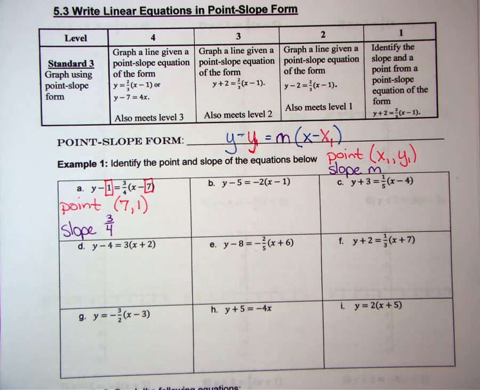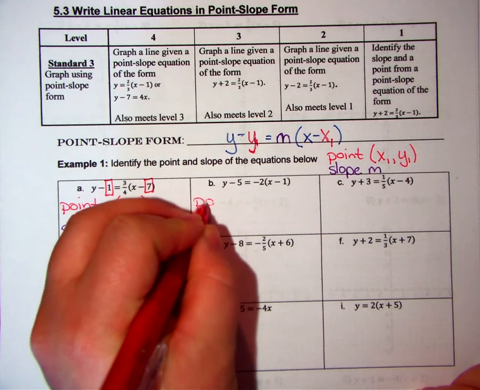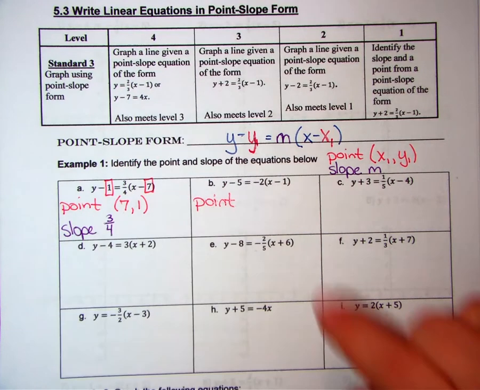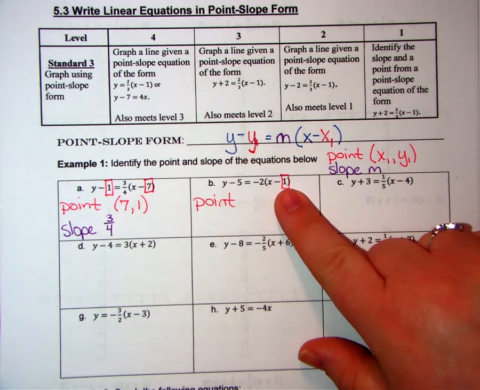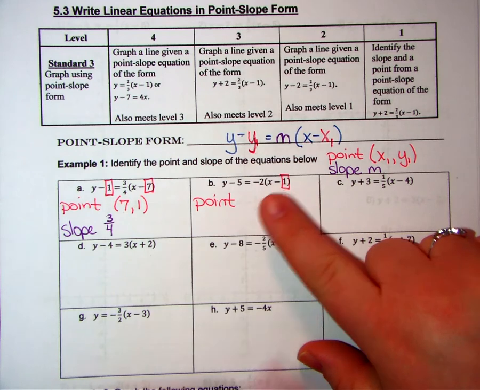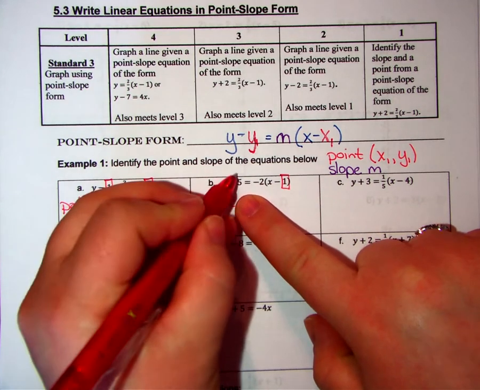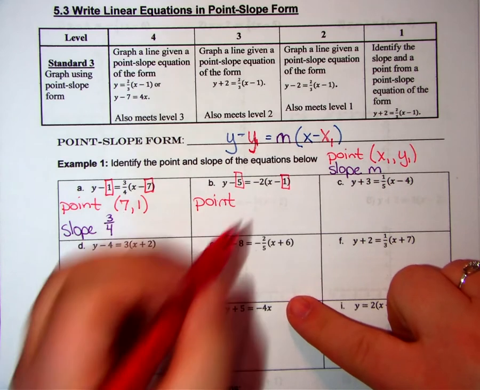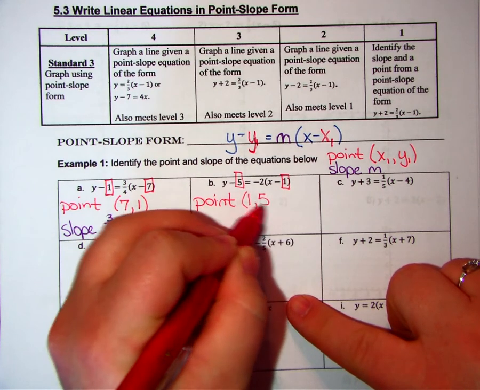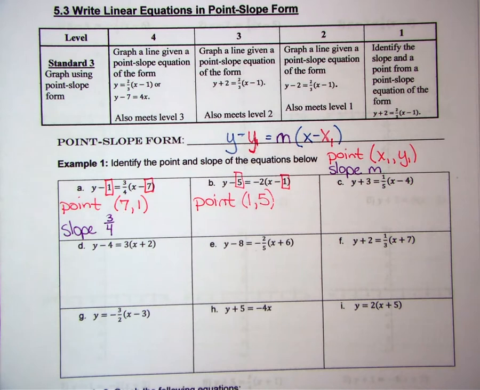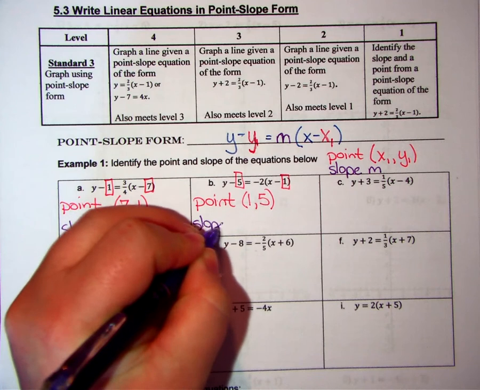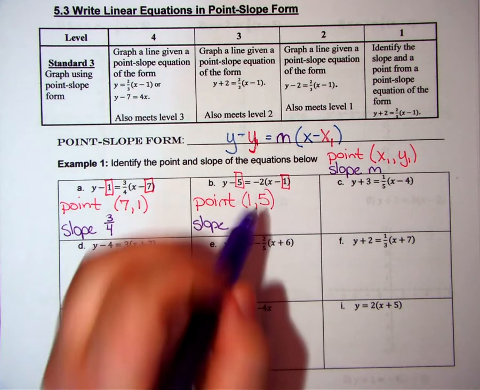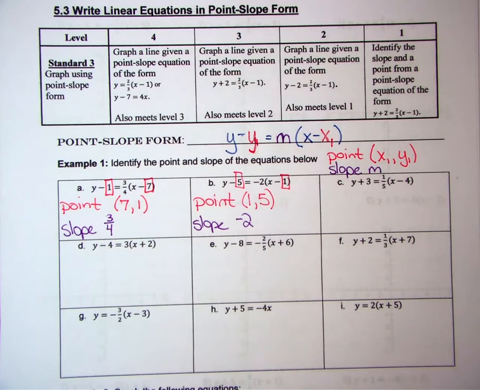So we're going to practice it a few more times. In the next one, we need to identify the point. And remember, that would be opposite sign of what it appears to be. So that looks like a -1, so it's really +1. This looks like a -5, which means it's really a +5. So I have 1, 5 as my point. Then slope. I have -2 in front of the parentheses, so my slope is -2.